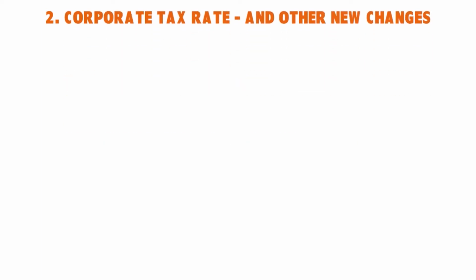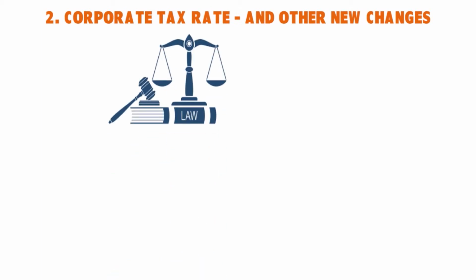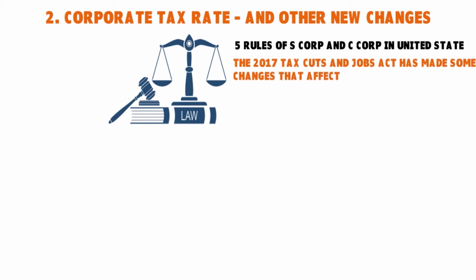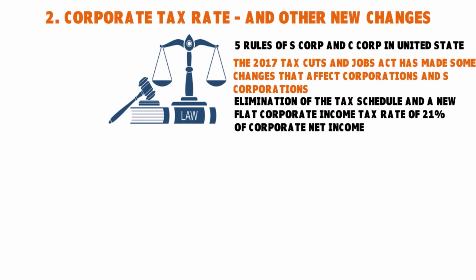Corporate tax rate and other new changes. Now, in 2017, there was a seminal piece of law that went into effect, and that law basically affected thousands of S Corps and C Corps in the United States. The 2017 Tax Cuts and Jobs Act has made some changes that affect corporations and S corporations. The biggest change, for that matter, was the elimination of the tax schedule and a new flat corporate income tax rate of 21% of corporate net income.